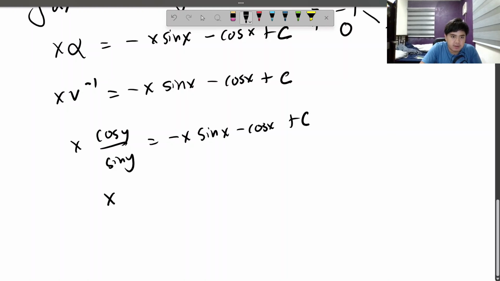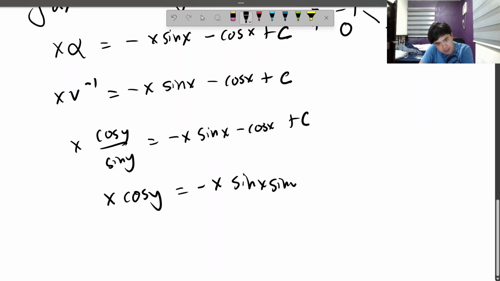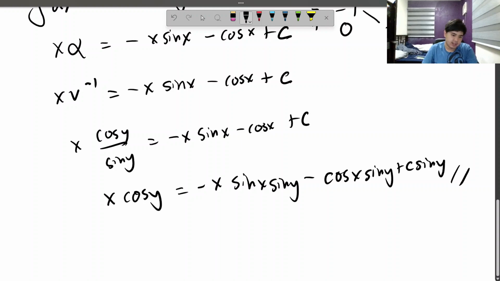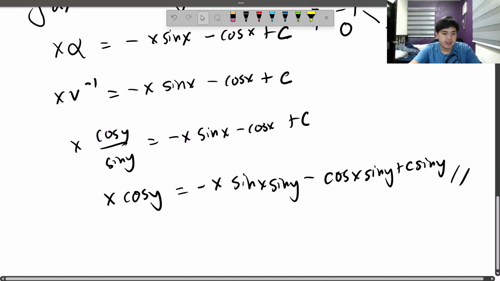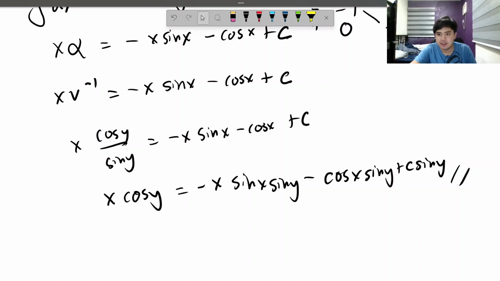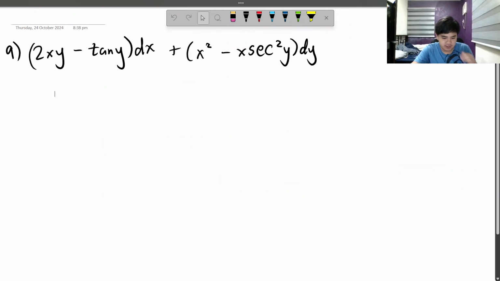Multiply both sides by sine y, we get x cosine y equals negative x sine x sine y minus cosine x sine y plus c sine y, and that's your answer. And yeah, all right. We've done the linear. We've even done a Bernoulli. All right. Number nine.